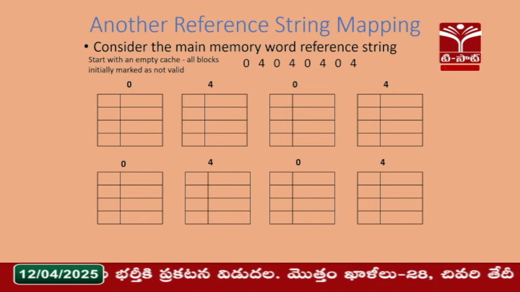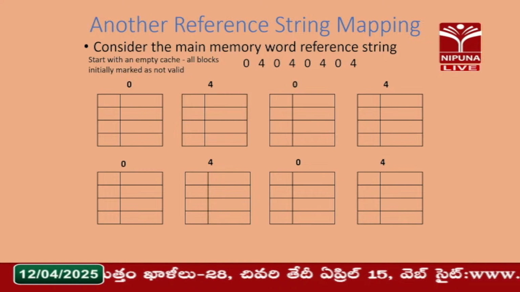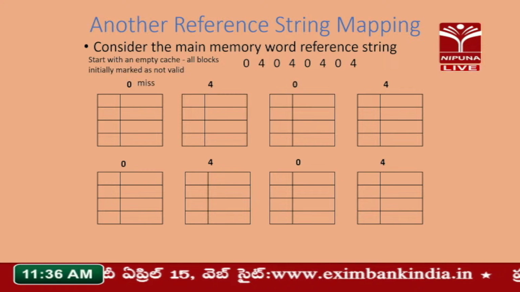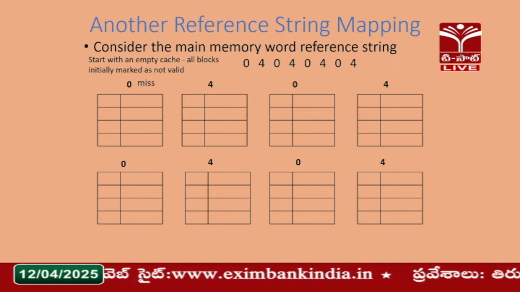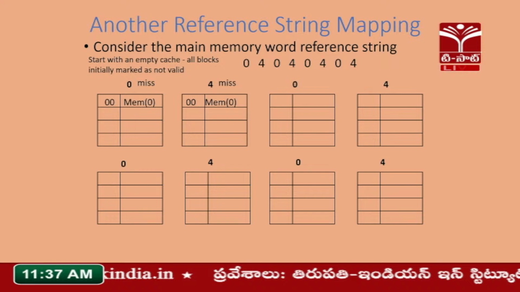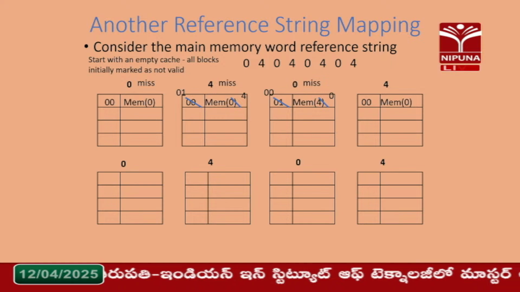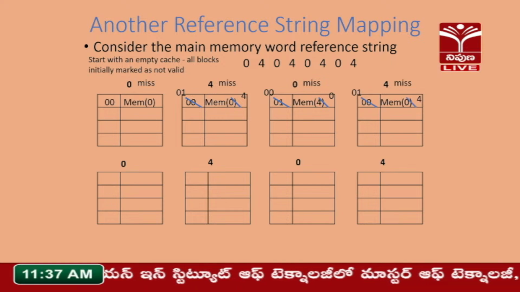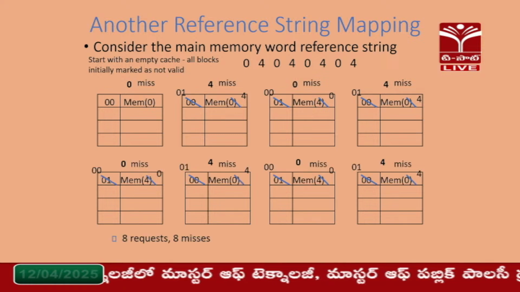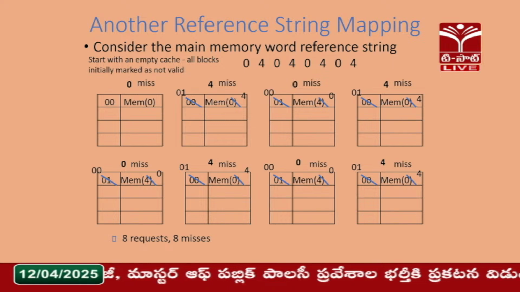So here is another reference for the string mapping, a different example, which is 0404. You are basically ping ponging between 2 locations, right? So if you use a simple direct mapped cache, you will find that you are missing everything, because every time you ping pong, you are going to the same cache location, which is the same modulo address for the direct mapped cache. You are basically missing, right? So you have 8 requests and all 8 are misses, which is a very bad thing for performance.